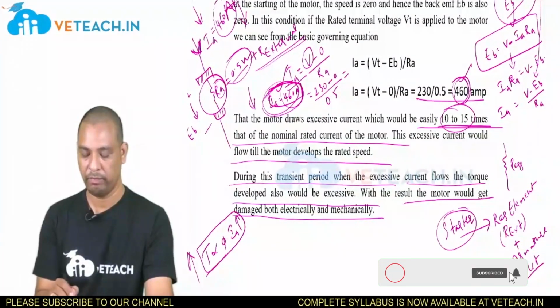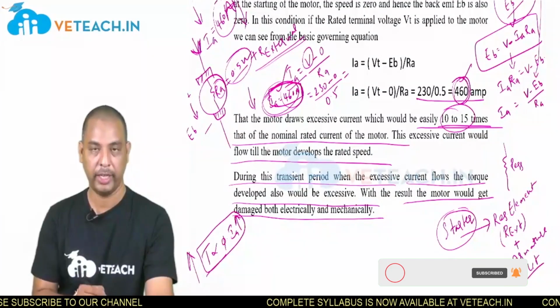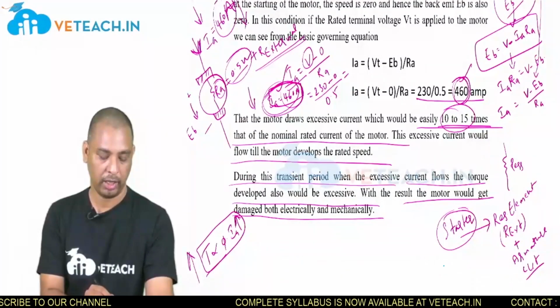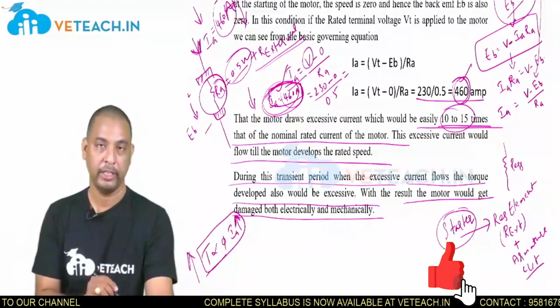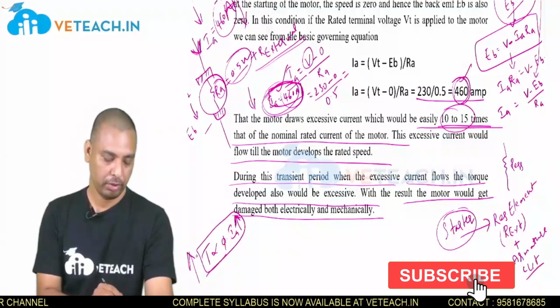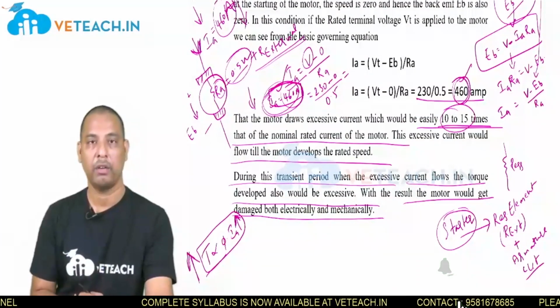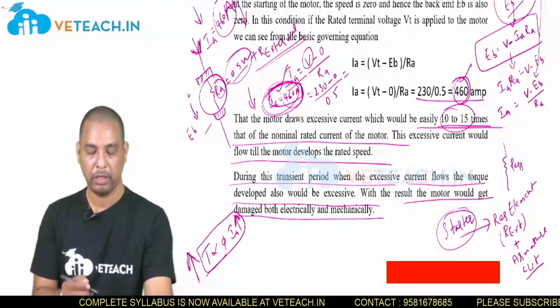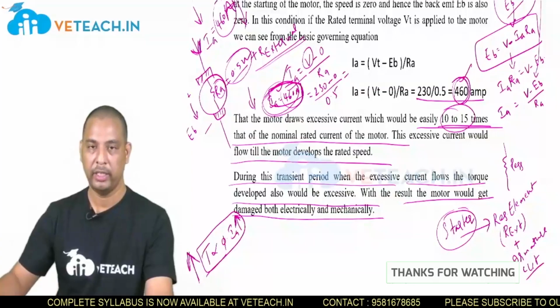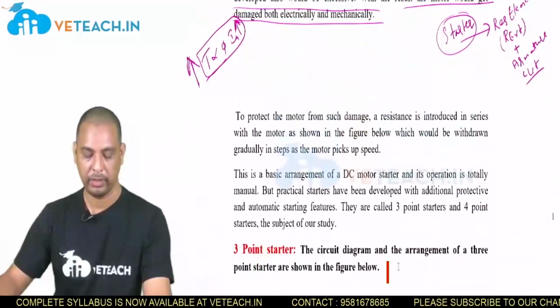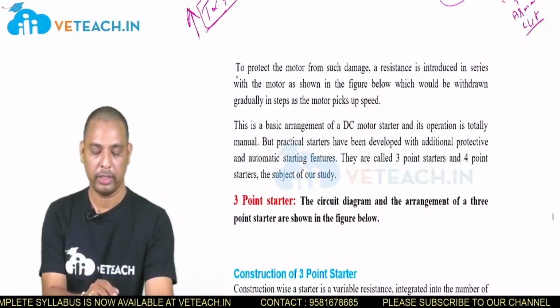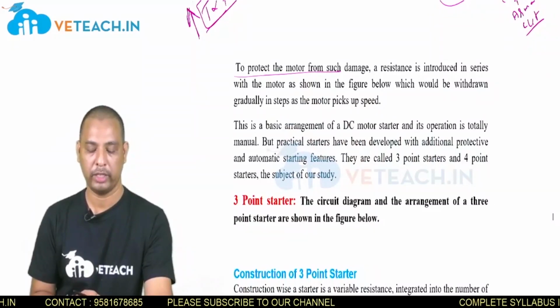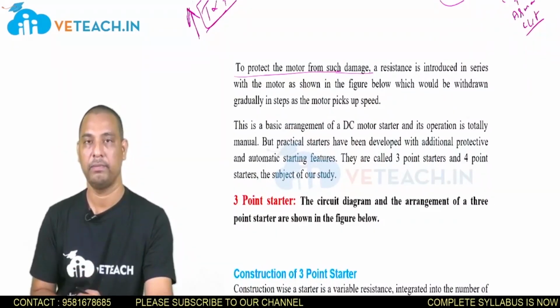Yes or no? If this excessive current is not limited, the armature current keeps increasing, and meanwhile the torque of the motor also becomes excessive, and it is going to be damaging both electrically as well as mechanically. So we need to protect the motor from such damage.